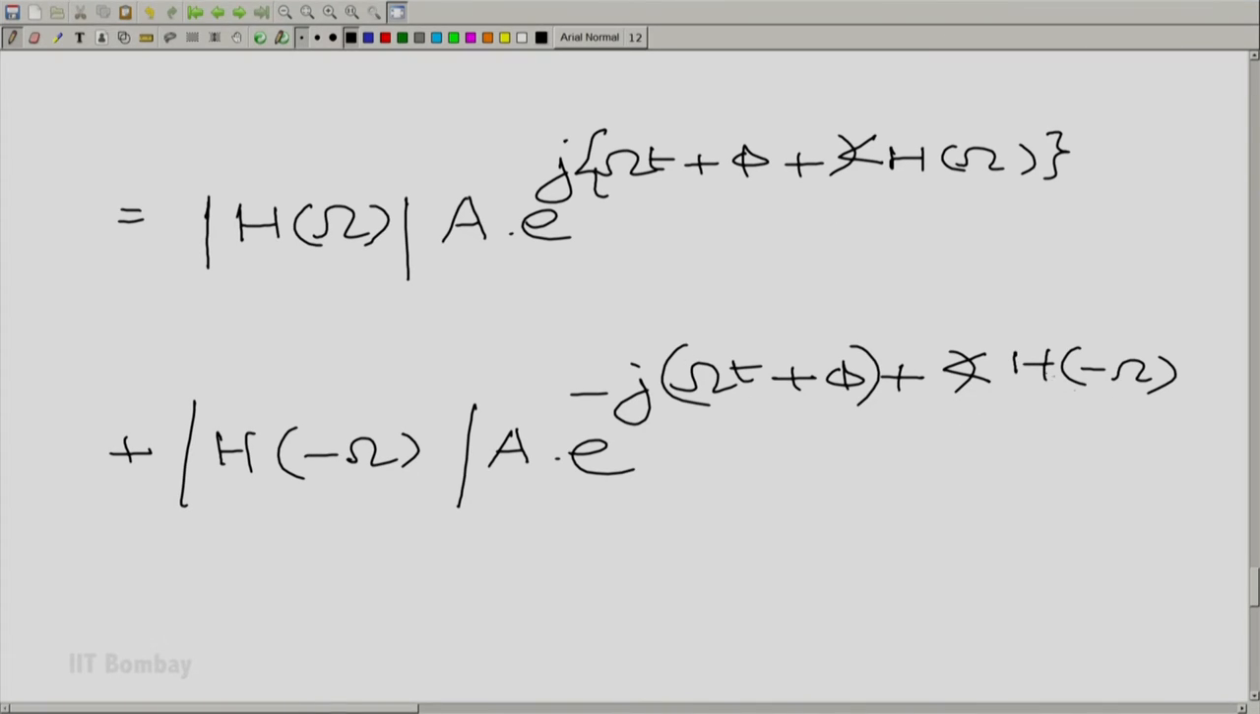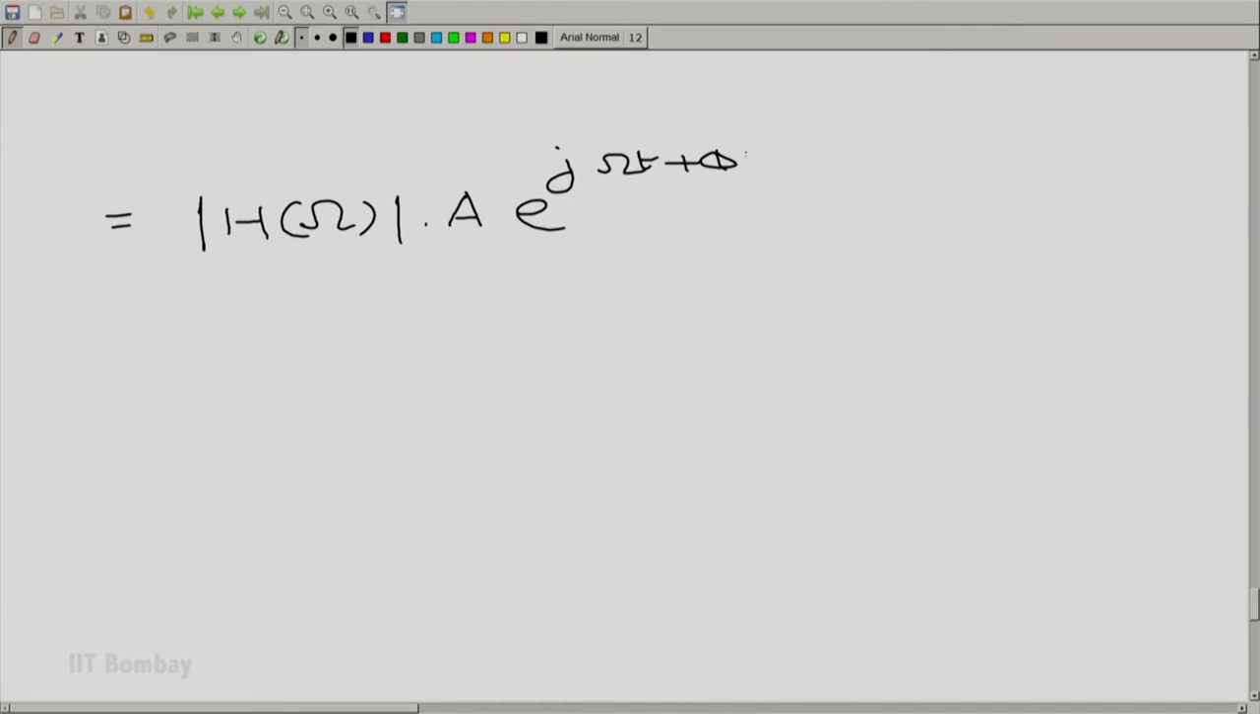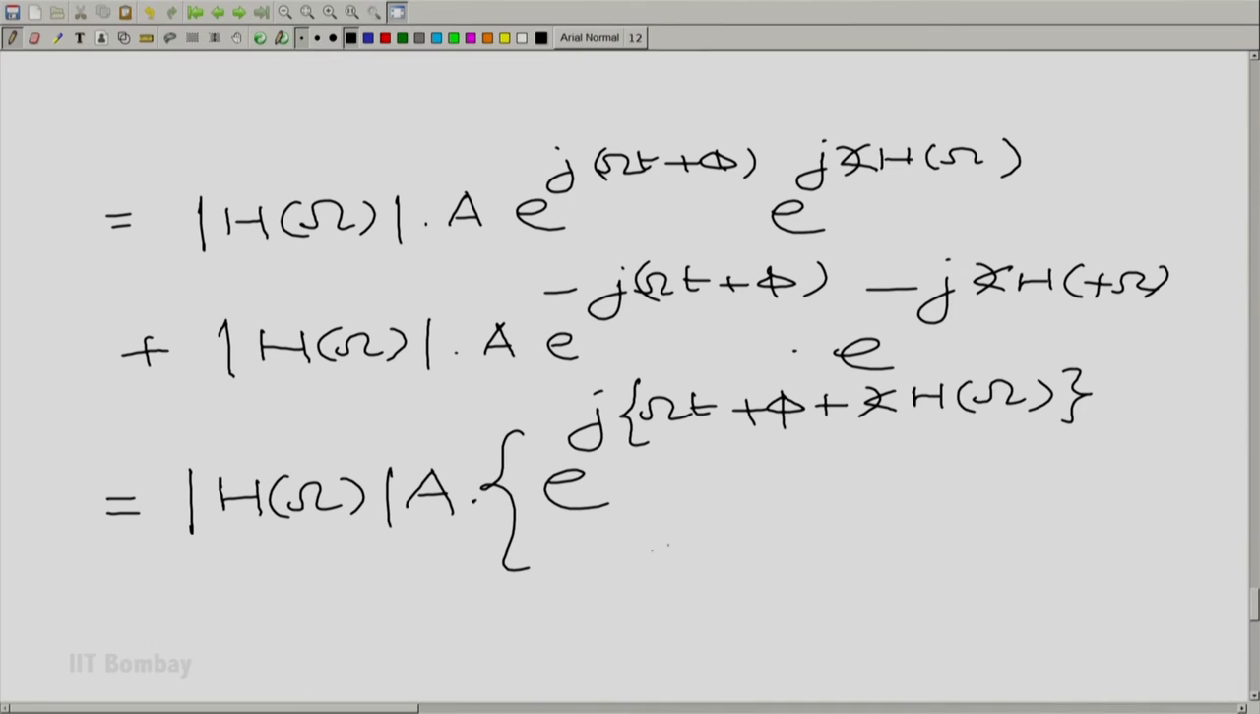Of course, I need to make a little change here. I could write e raised to the power separately, which might be more convenient. I could write this as A e raised to the power minus j(omega t plus phi) into e raised to the power j angle H of minus omega. And now I make an explicit relation. These are the same and these are negatives. And therefore, in total, I have the following expression and I can aggregate them.